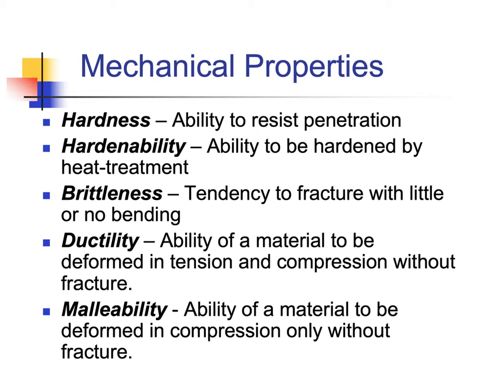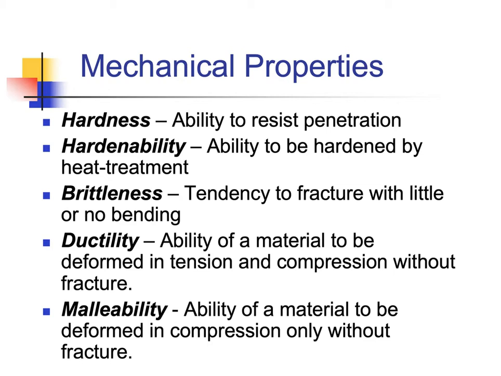Hardenability is the next thing that we want to talk about. Now, hardenability is usually referred to as the ability to be hardened by heat treatment. Most metals, if they're ductile, can be hardened by cold working, but typically that doesn't change the hardness all that much. So hardenability is the ability to be hardened by heat treatment.